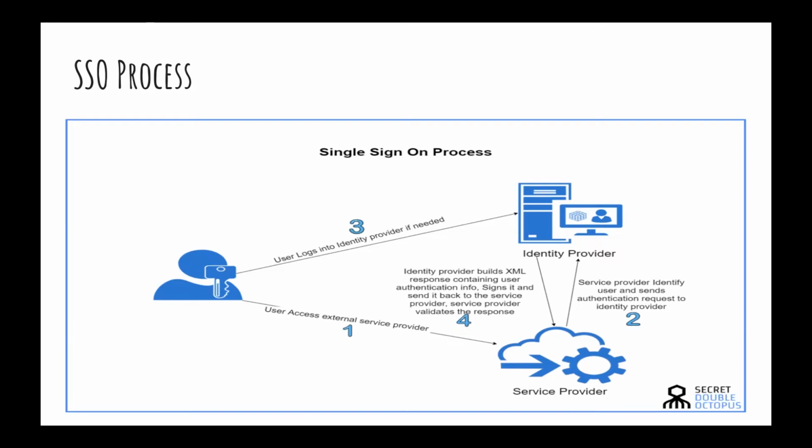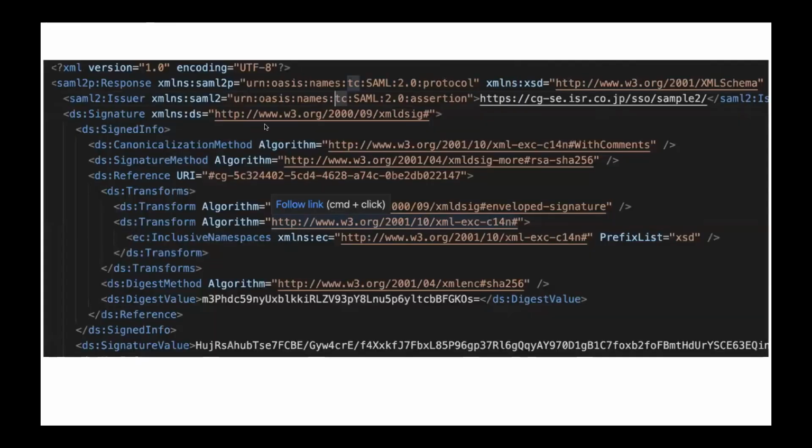And once this process is done, the identity provider will return a SAML response in an XML format, including all the information about the particular user, including name, email, or whatever was given when we configured it. This is a simple overview of what SAML and SSO are. And this is what a SAML response looks like.